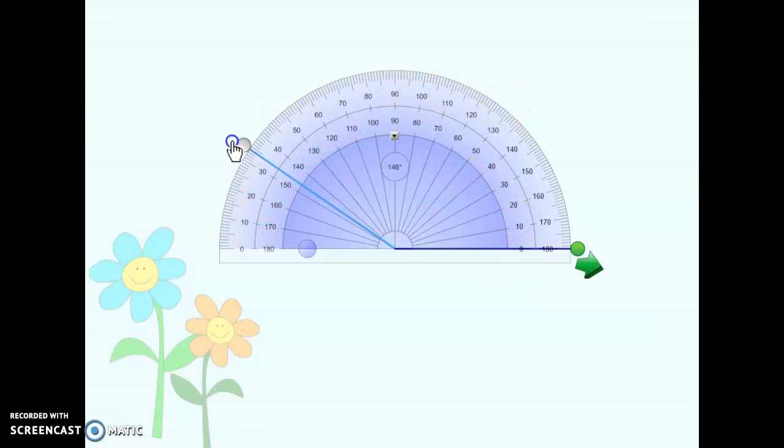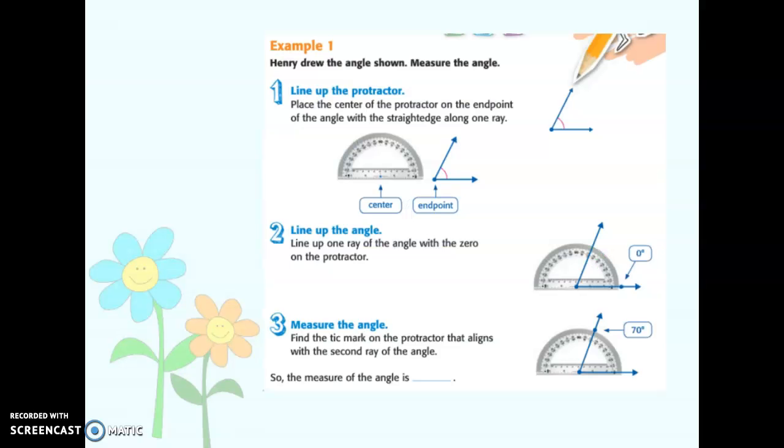I can do it again here. I have this angle, starts right here, comes out here. I'm going to use the inner set because my 0, this is always my starting point right here, my 0. 10, 20, 30, and so on, in between 140, 150, it looks like it's right at 146 degrees. So that angle would be 146 degrees, all right? So I hope that clears it up just a little bit.